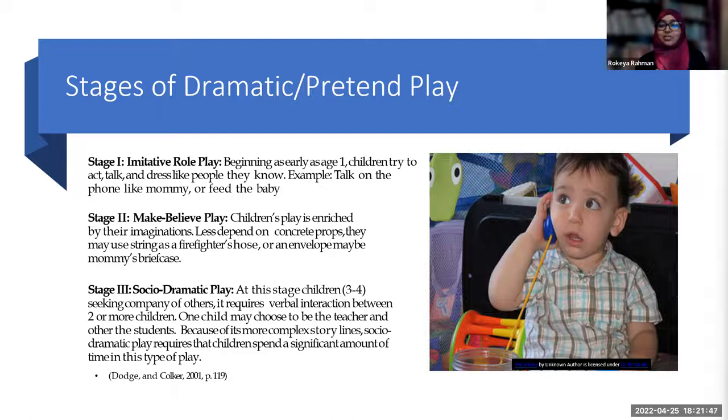So when they engage with other children, basically children starting at age 3 to 4, they are actually looking for a partner to play with. So they're looking for peers. So basically, we'll see that in that stage, children engage with two or more children, and they create a scenario. For example, maybe they're having a birthday party, and they also assign some roles.